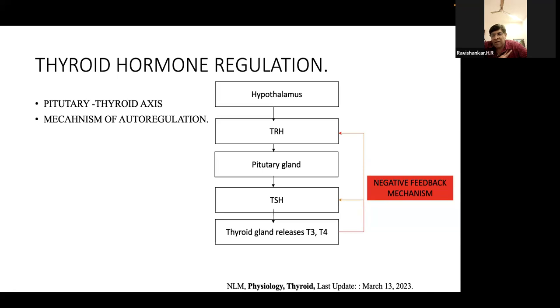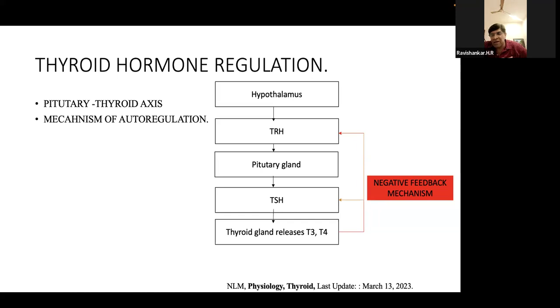So by preventing the conversion, and because T3 has a lesser half-life, it will get destroyed early compared to T4, which has a longer half-life of 7 days. So for all of these reasons you should know how to control thyrotoxicosis before you operate on these patients.